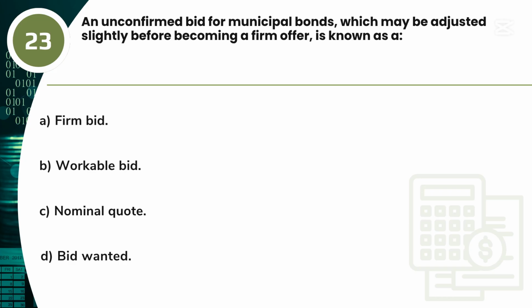Question 23. An unconfirmed bid for municipal bonds, which may be adjusted slightly before becoming a firm offer, is known as A. Firm bid. B. Workable bid. C. Nominal quote. D. Bid wanted.